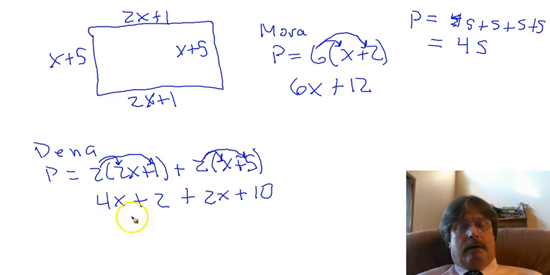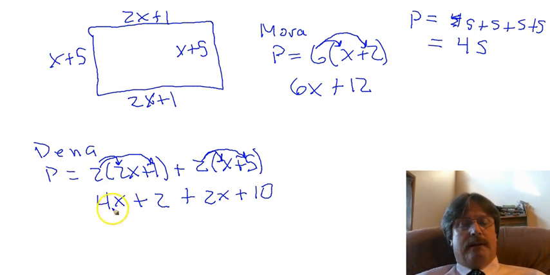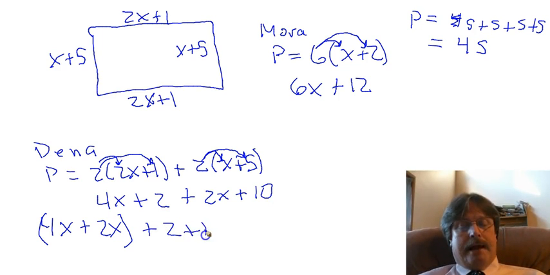So coming back here, we're going to do the same thing. We're going to find the like terms. So 4x and 2x are like. So I'm going to rewrite this now using the associative property. 4x plus 2x, I'm going to group those together. And then I have a plus 2 and a plus 10. So plus 2 plus 10, and I want to group those together. So I have 4x plus 2x is 6x because they're like, plus 2 plus 10 is 12.